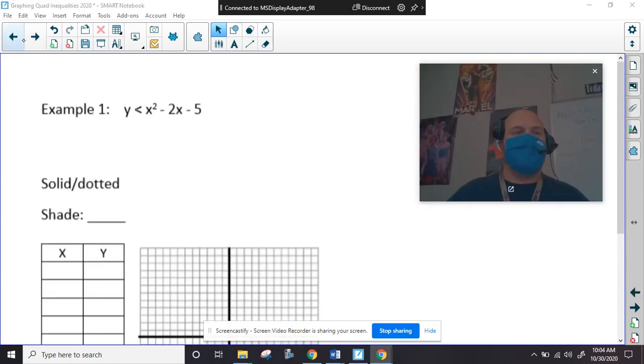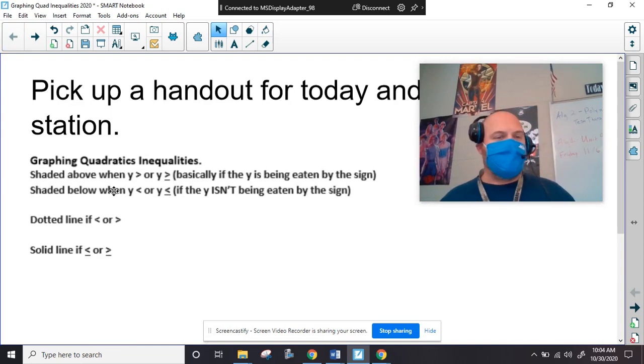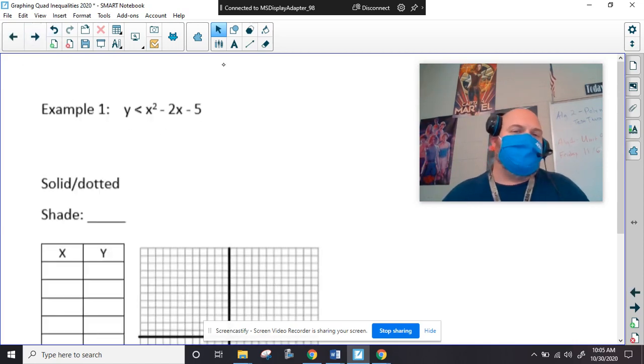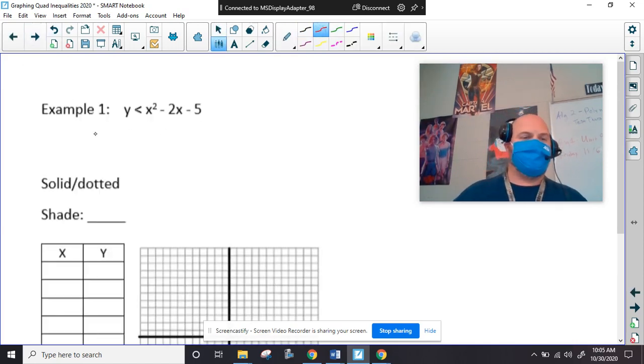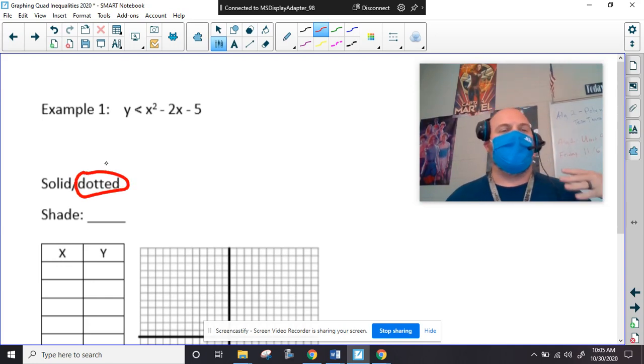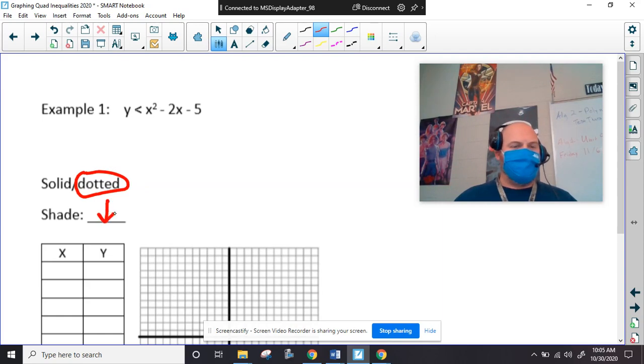All right. Now, remember, it's shaded above when the y is being eaten. It's shaded below when the y is not being eaten. It's a dotted line if there's not a line underneath it, and a solid line if there is. So that's really the basis for what we're doing. Is this going to be solid or dotted on number one? Yes, it's going to be dotted because there's not a line underneath it, and the y is not being eaten, so we're going to shade below.